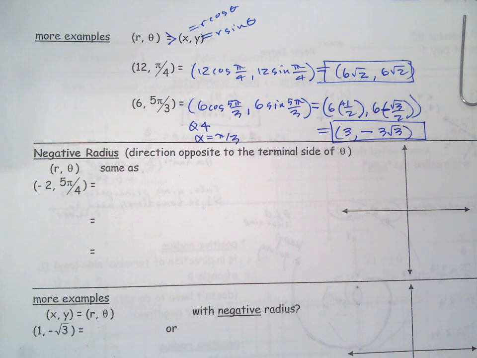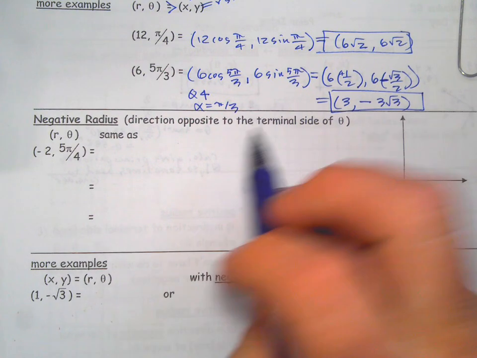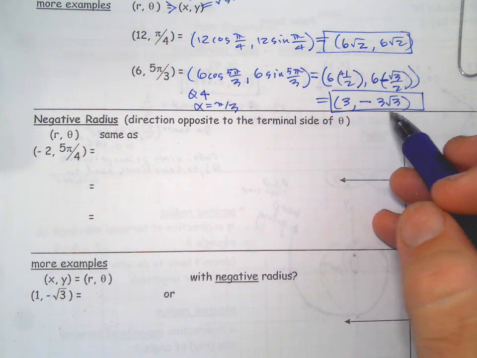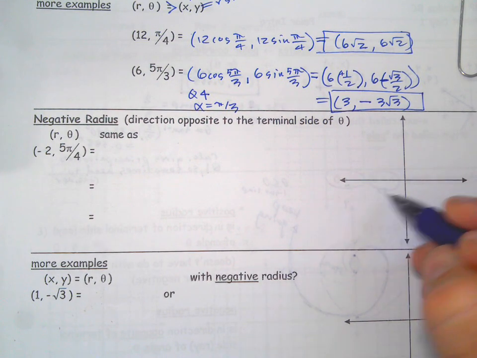Now, let's talk about the negative radius idea a little more. So direction is opposite the terminal side. Okay, so in this case right here, 5 pi over 4, this would be 0, pi over 4, 2 pi over 4, 3 pi over 4, 4, 5 pi over 4.